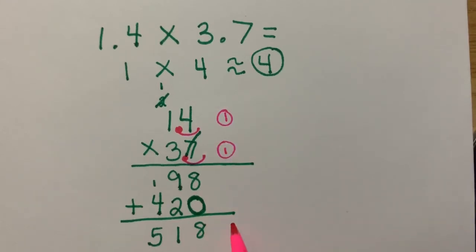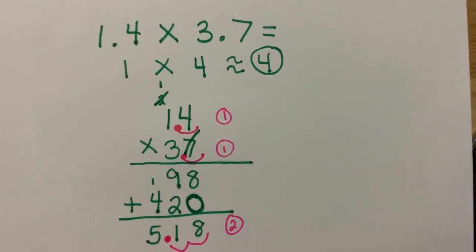Okay, so I'm going to move my decimal back 2 spaces. And I can conclude that my solution is correct because it's close to 4. So my solution is 5 18/100.